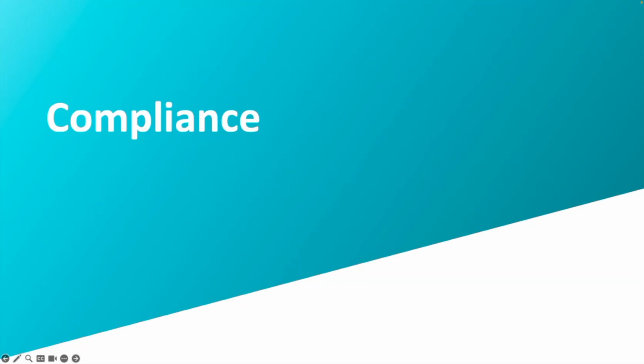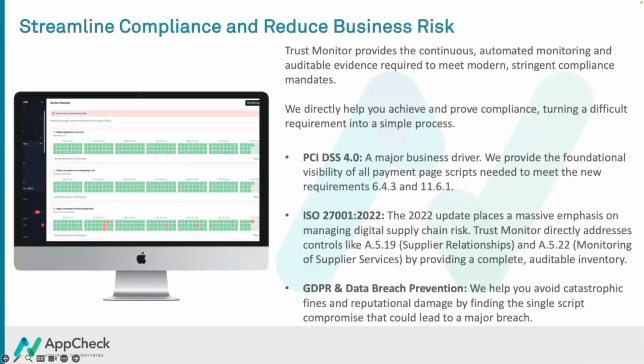I briefly touched on active monitoring, and active monitoring plays an important role in terms of compliance. So Trust Monitor provides continuous automated monitoring and auditable evidence to meet modern requirements and stringent mandates. We directly help you prove compliance, turning a difficult requirement into a simple process. This is pretty important in terms of PCI DSS 4. A major component of PCI DSS 4 is around monitoring payment pages, is around monitoring scripts, is around monitoring changes in security headers. ISO 27001:2022 as well has a large emphasis on managing digital supply chain and risk.